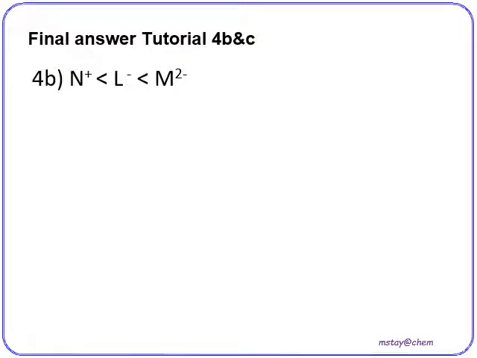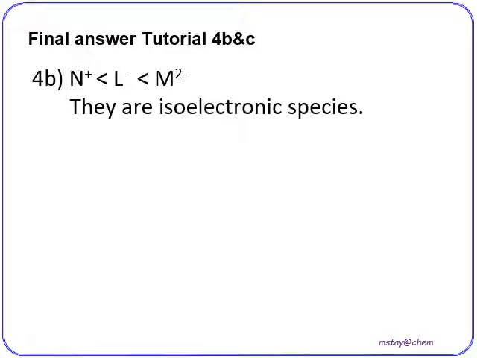Okay, before we start, I just want to share with you the final answer for tutorial questions 4B and 4C, which we already discussed in the previous video. The arrangement for the ions is N plus is the smallest, and then the size will be increasing up to N2 negative because they are isoelectronic species. So that's why when you discuss, we have to discuss the factor of effective nuclear charge.